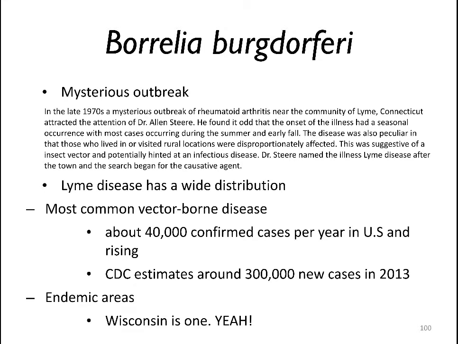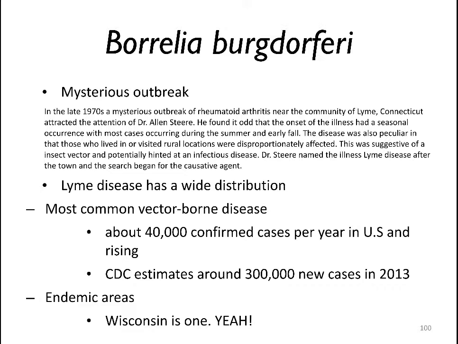This little mini lecture is about Borrelia burgdorferi. In the late 1970s, a mysterious outbreak of rheumatoid arthritis near the community of Lyme, Connecticut, attracted the attention of Dr. Alan Steere. He found it odd that the onset of illness had a seasonal occurrence, with most cases occurring during the summer and early fall.